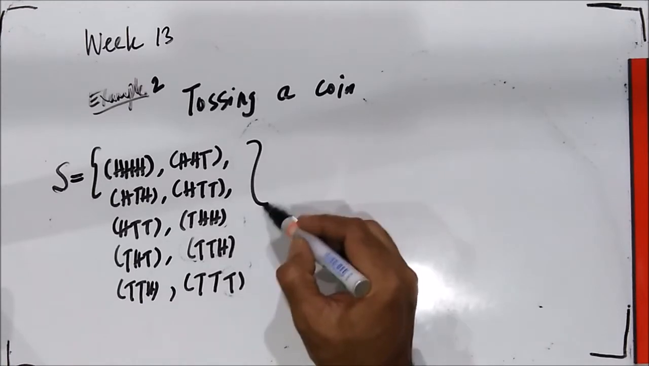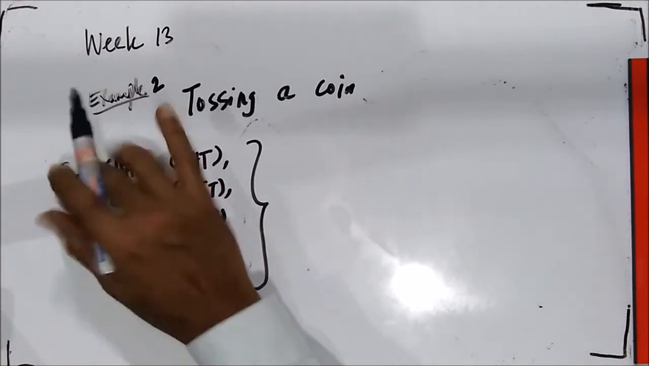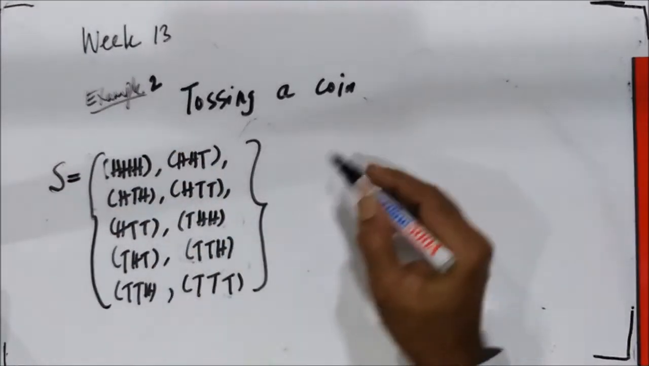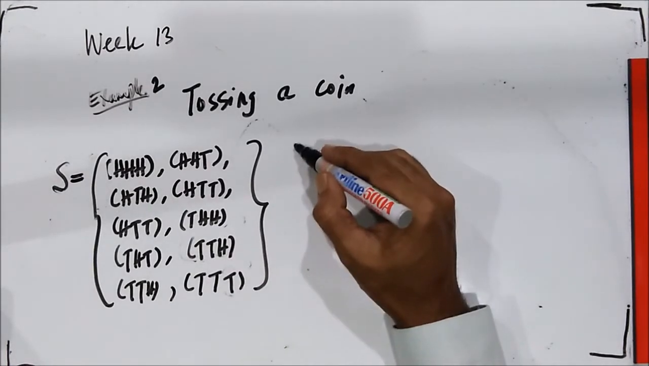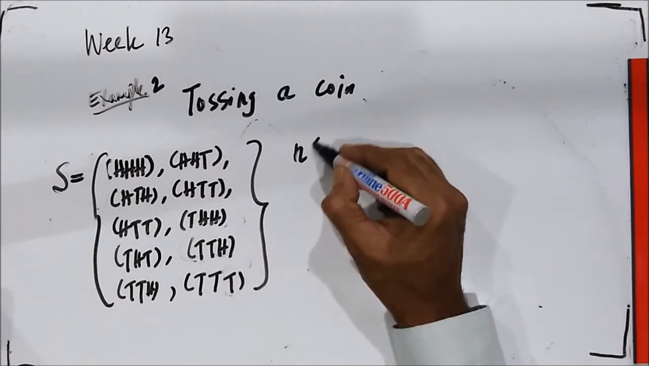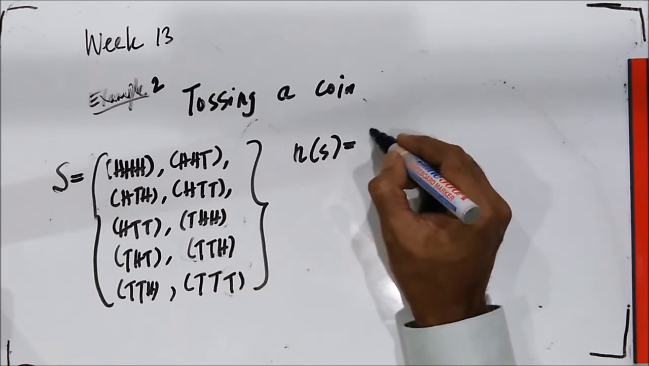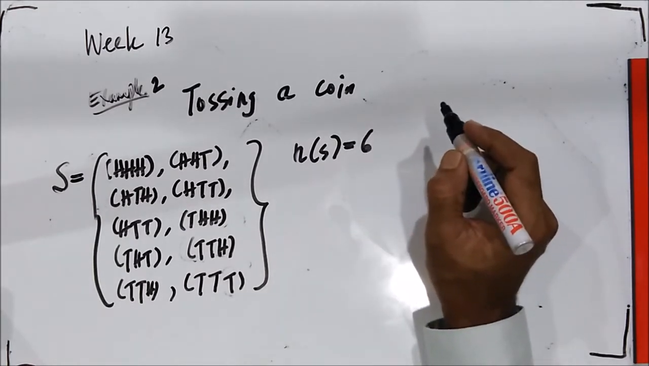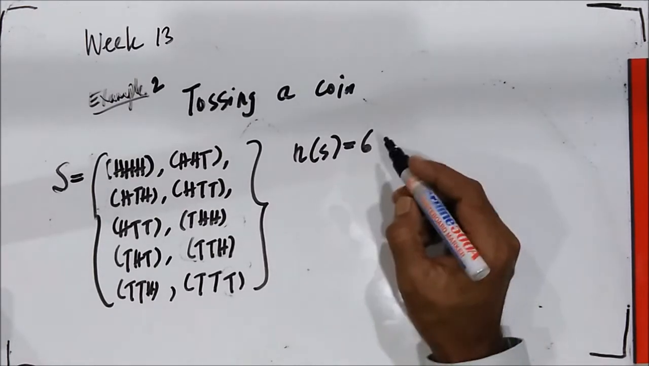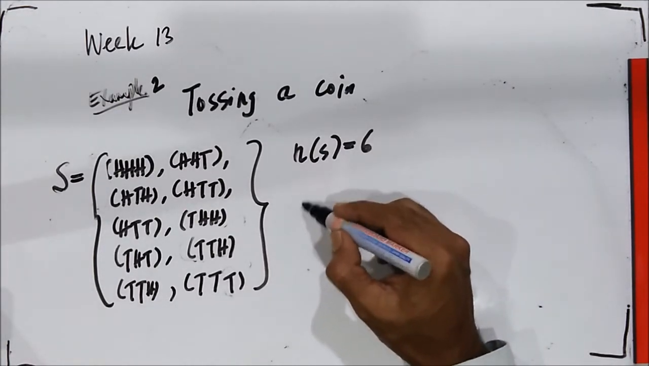This is the possible. So NS here, the number of possible outcomes of tossing a coin 3 times, is equal to 6. So I want to find, let's say, what is the probability.